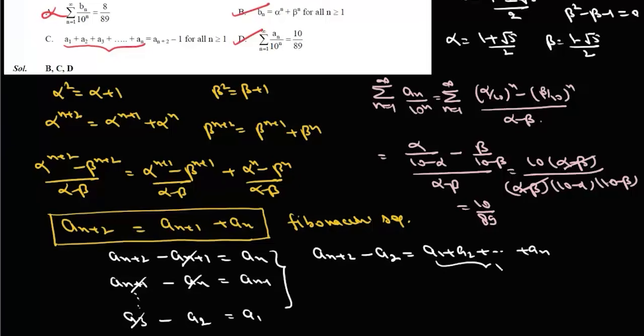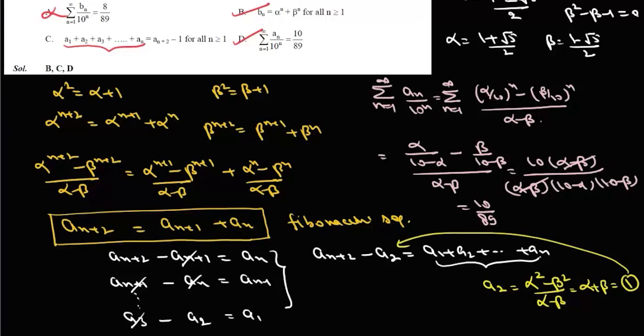Now this is the sum that we need, and for this sum we just need to find the value of a_2. Now a_2 is (alpha square minus beta square) upon (alpha minus beta). So it will be simply alpha plus beta, and alpha plus beta is simply 1. So if we put the value of a_2 as 1, we can write this sum a_1 plus a_2 plus up to a_n as equal to a_{n+2} minus 1, which is your option C. So the correct options are B, C, and D.